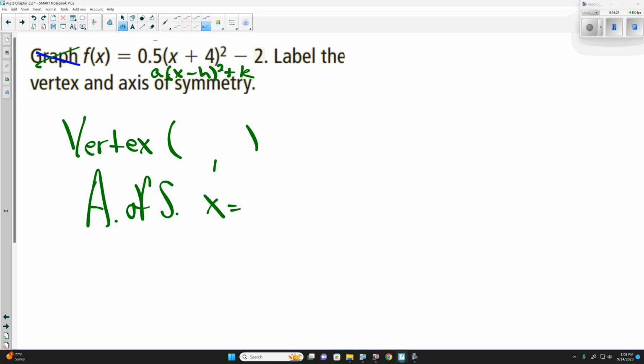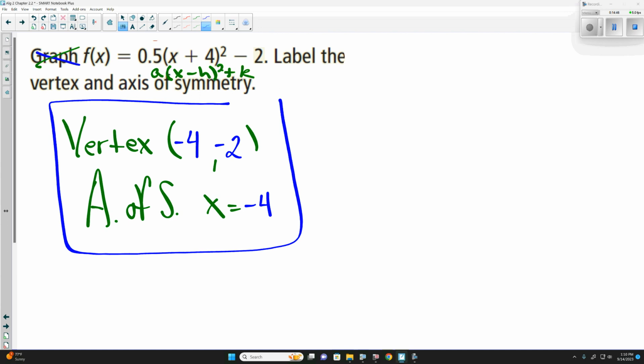And in this problem here, what is the value of k? -2. And what is the value of h? -4. So the vertex is the point -4, -2. What would the axis of symmetry be? X is equal to -4. Because x is equal to h, our h value is -4. So it's saying the axis of symmetry is x is equal to -4.